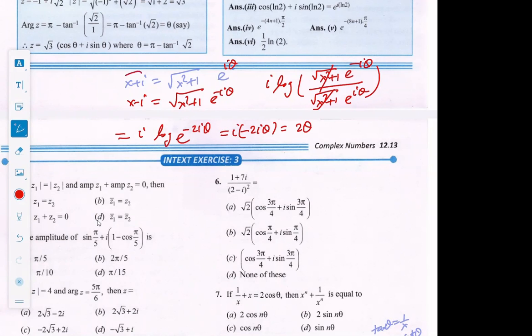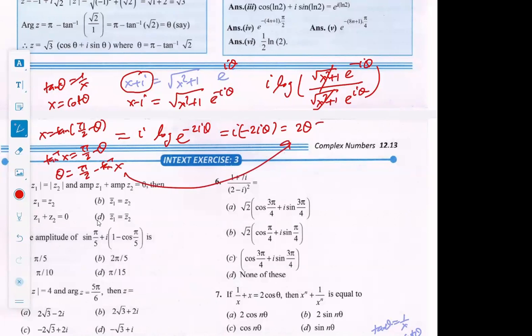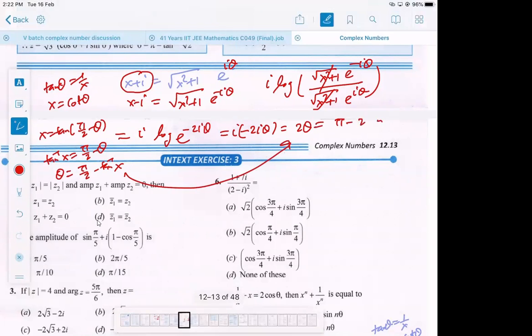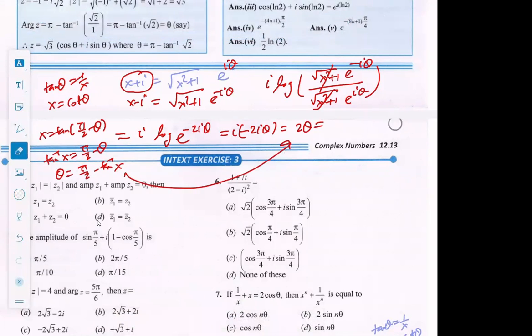Then what is theta here? Here tan theta is 1 by x. So x will be cot theta. So you can say x is equal to tan of pi by 2 minus theta. So tan inverse x will be equal to pi by 2 minus theta. So theta will be equal to pi by 2 minus tan inverse x. Just put this value here. You will get pi minus 2 tan inverse x. So this is the way to solve the problem.